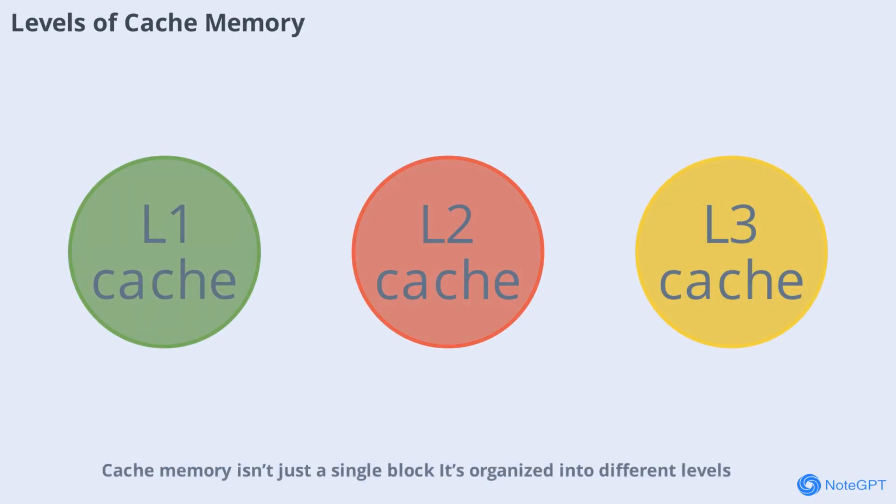Cache memory isn't just a single block. It's organized into different levels, typically called L1, L2, and L3. L1 cache is the smallest and fastest, located closest to the processor core. L2 is larger but a bit slower, and L3 is even bigger and shared among multiple cores. Each level plays a unique role in balancing speed and capacity, helping the processor access data as quickly as possible while still having enough space to store what it needs.